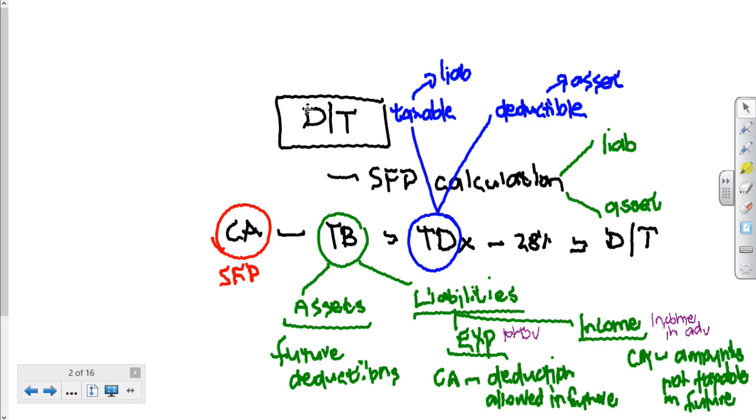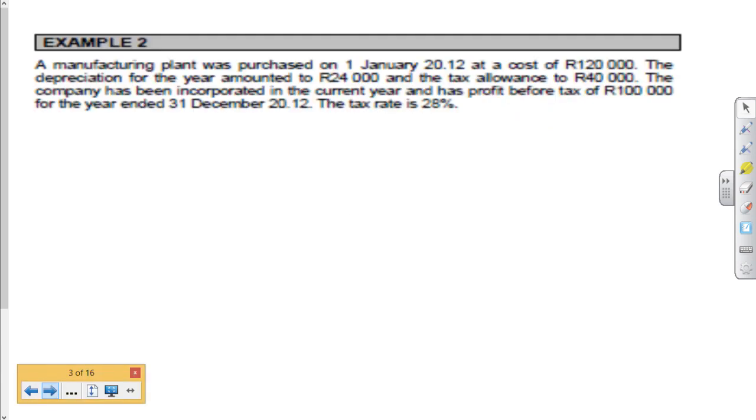Okay. All right, so let's have a look at some examples of calculations of deferred tax. The first one we have is in your study guides. It's example 2. If somebody can find a page for me.